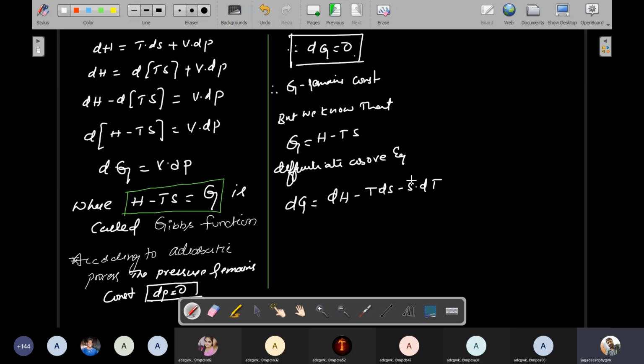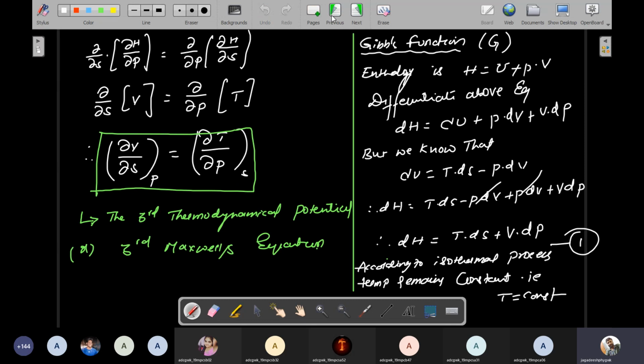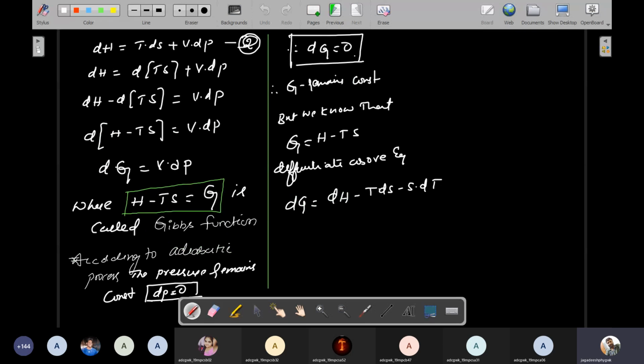So finally what we get, dG is again differentiated. Then we know the dH value from this equation. This is the dH value. Simply we'll write this as equation 2; in the previous case, this is equation 1. And dH is equal to T dS plus V dP. I already wrote this equation twice.